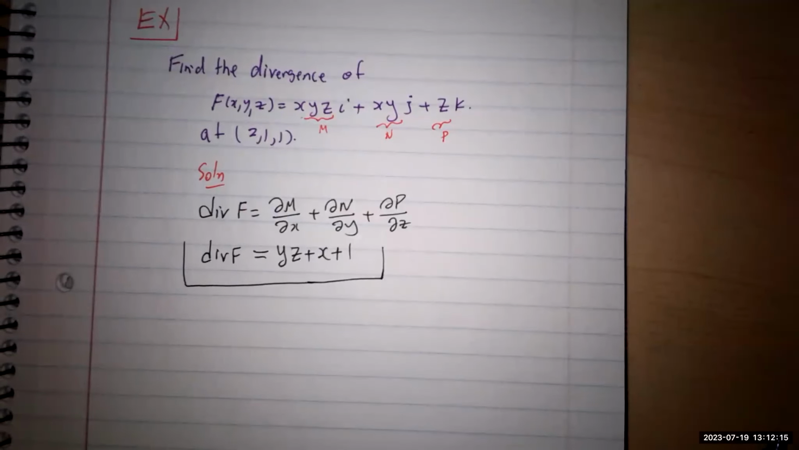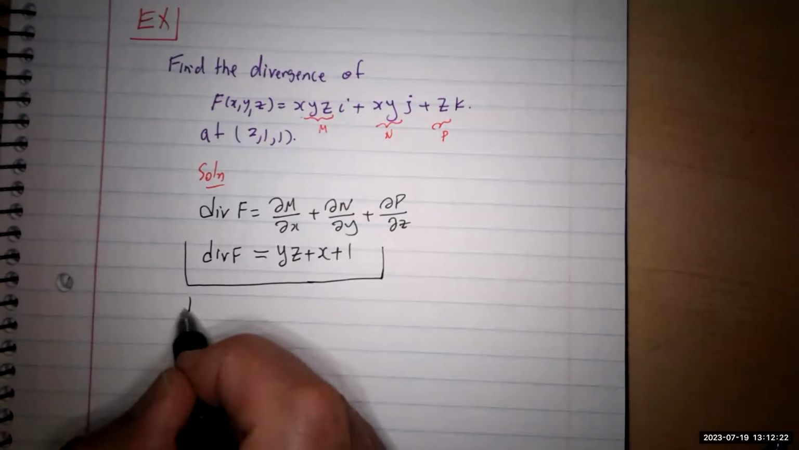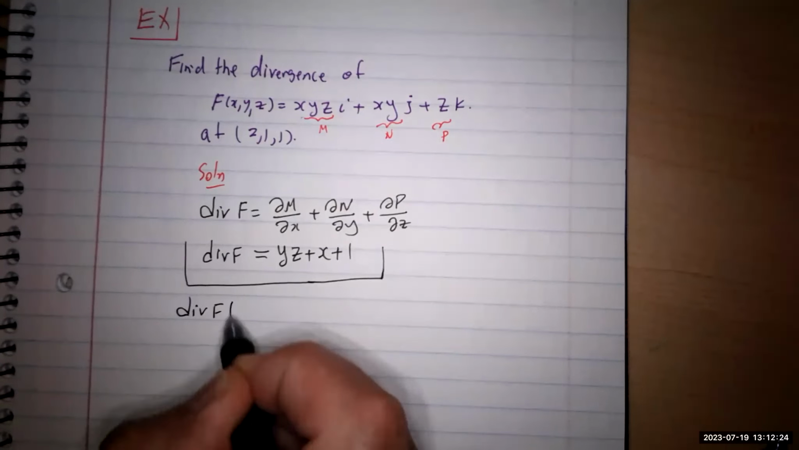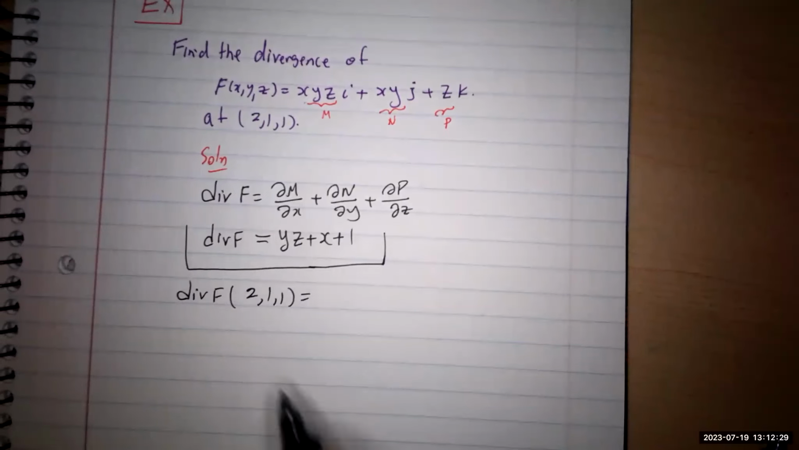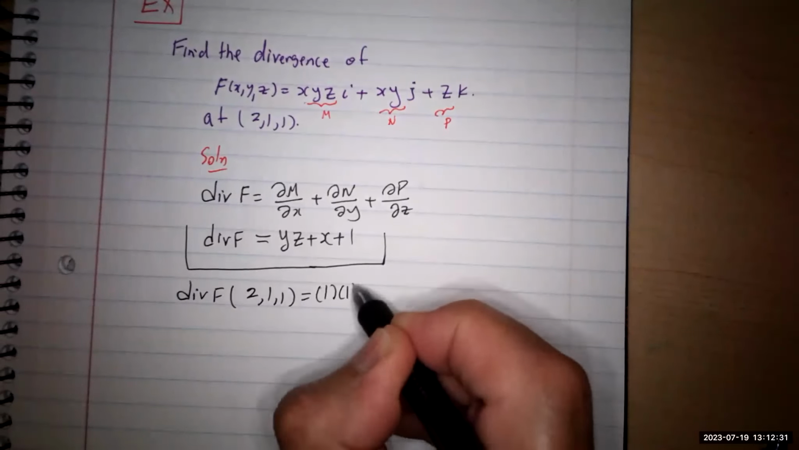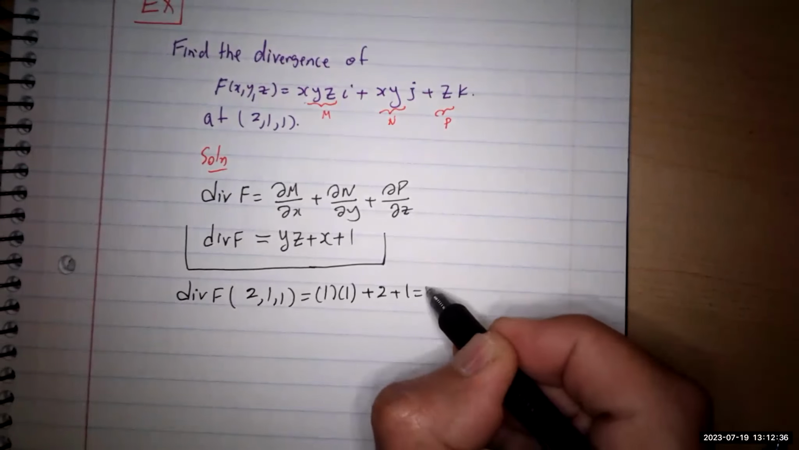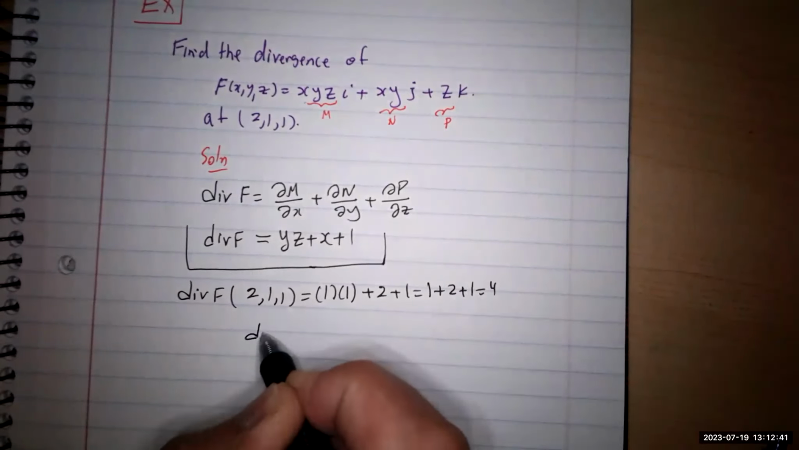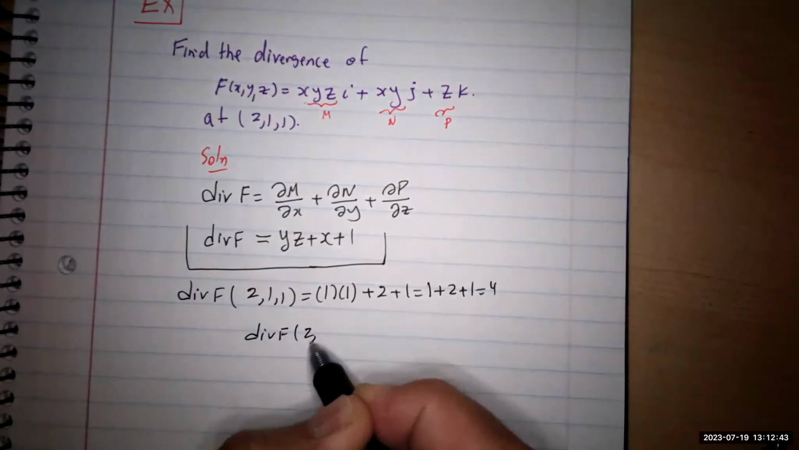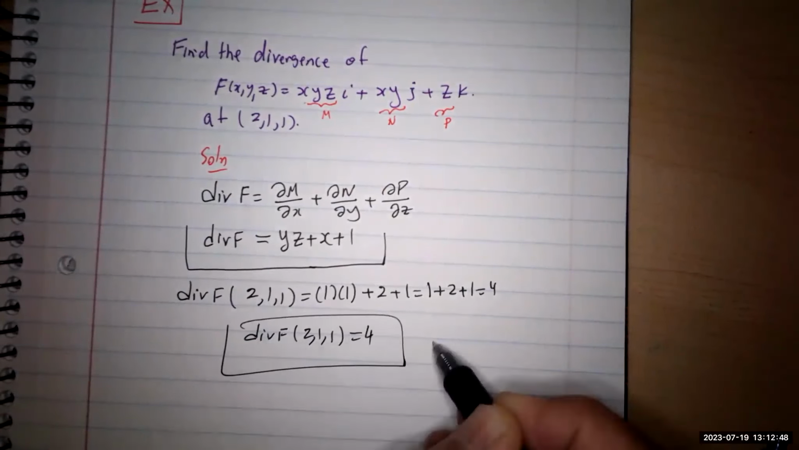As you can see, it's a real valued function. Okay, they want that at 2, 1, 1. It's like a function, the divergence of F at 2, 1, 1. Substitute. So y is 1, z is 1, x is 2, and 1. So that gives you 1 plus 2 plus 1, which is 4. So the divergence of F at that point is going to be 4. And you're done.